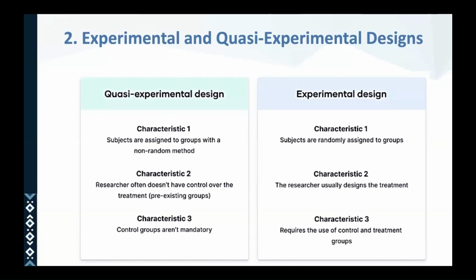And in experimental designs, we have randomization. The use of control groups is not often mandatory in quasi-experimental design. You can use other factors to control for confounders, whereas experimental designs require that you use a control group or treatment groups to test the effect of your experiments.